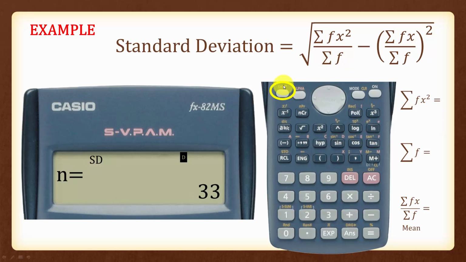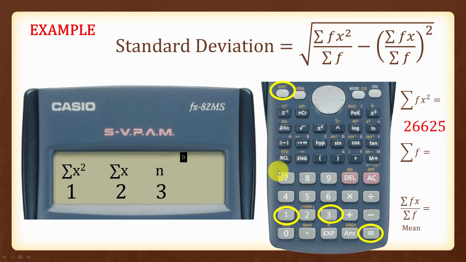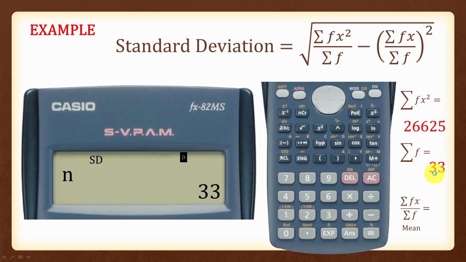Next, let's find the summation of f here. To do so, we'll press Shift 1 to get this screen here, and we'll press 3 for n, which is the summation of f, and we'll press equal. And the summation of f is equal to 33. Finally, to find the mean, we will press Shift 2, and this will appear on your screen. For mean, it will be the first one, and so we will press the button 1, followed by the equal button. And the mean is 26.51, and you can round it off to 26.515.